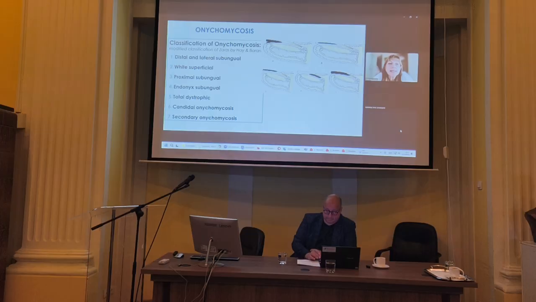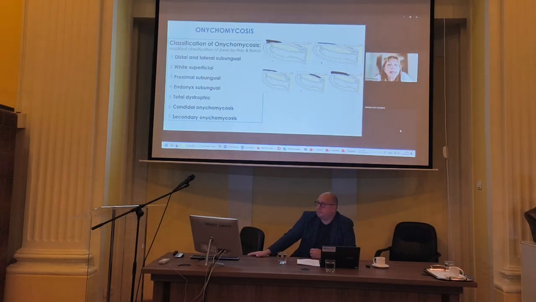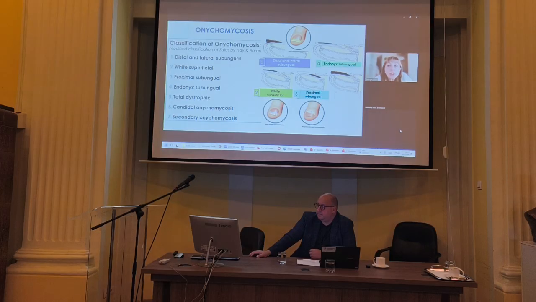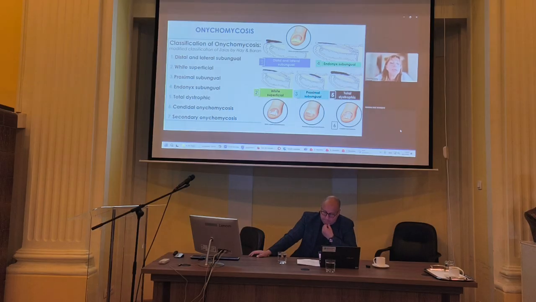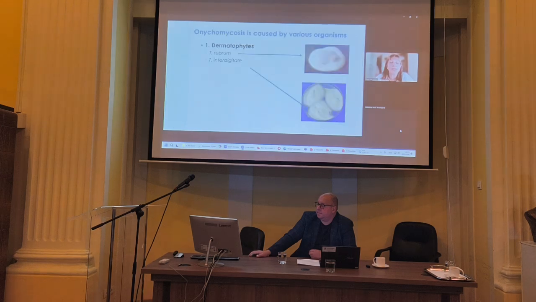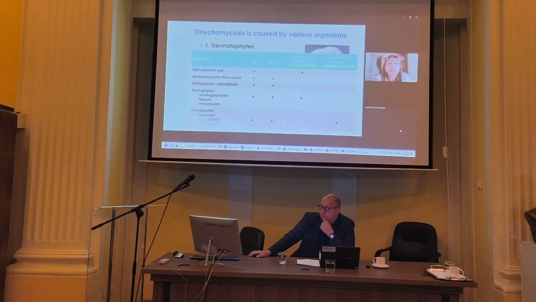In these slides, you can see the classification of onychomycosis, a modified classification of Zaias by Hay and Baran: distal and lateral subungual onychomycosis, white superficial, proximal, endonyx, total dystrophic, and also candidal onychomycosis, and also secondary onychomycosis due to psoriasis or other diseases.